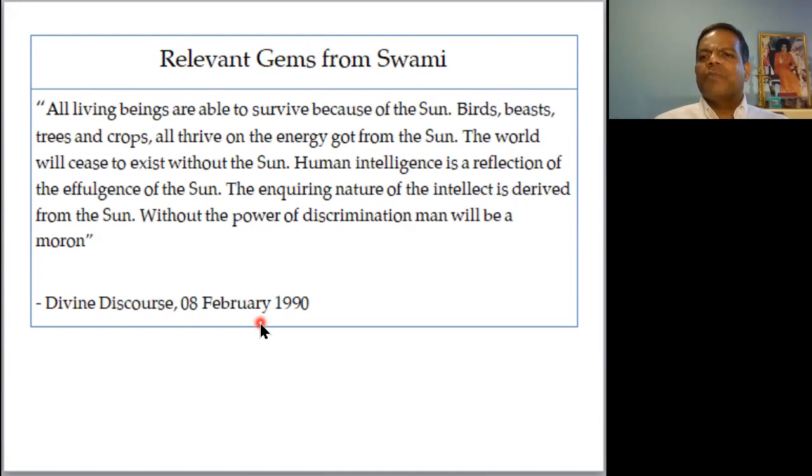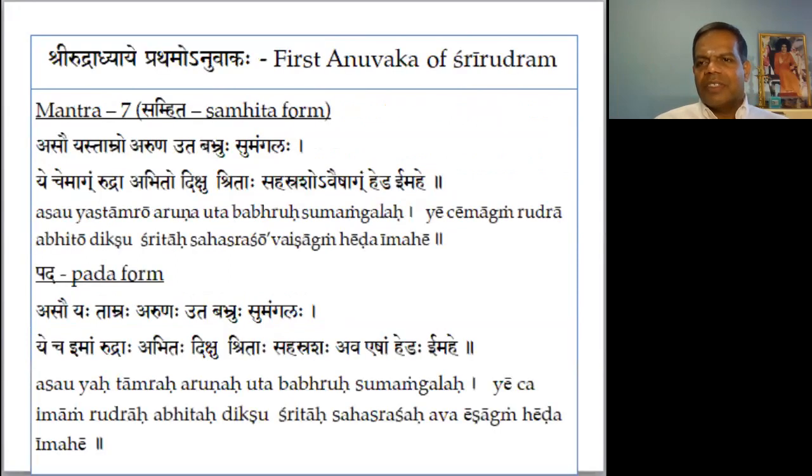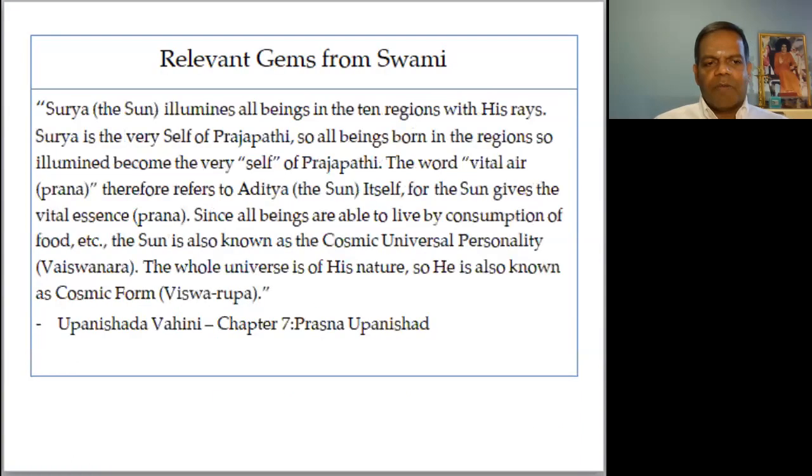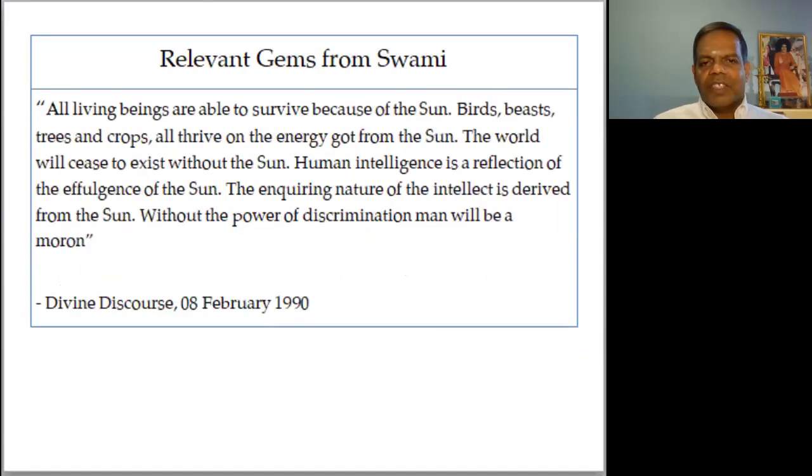So the sun is given so much importance, and the rishis, as you can see in the mantra, Asavyas Tamro Arunota Babhrasu Mangala Ye Cheva Mams. The first line is actually about Surya, and whatever happens because of them is the removal of all that is bad. Ye Chemagam Abhito Dikshu Shrita Sahasra Shovai Shav Edaimahi. So that is roughly the meaning which I was able to give.